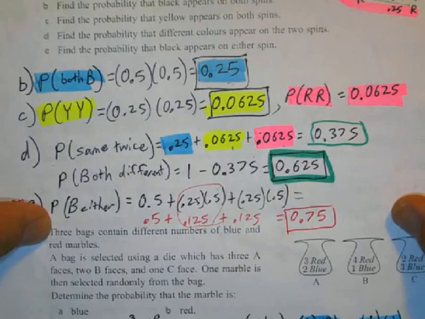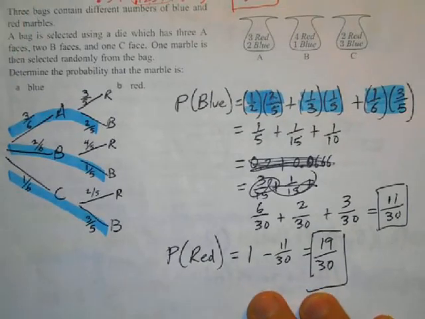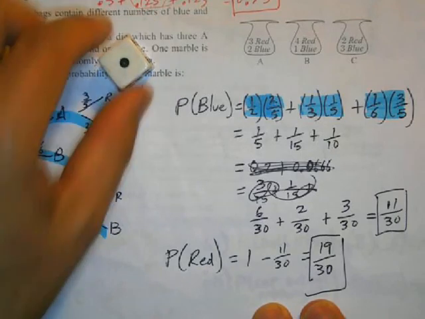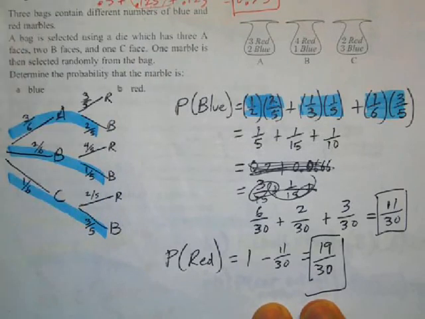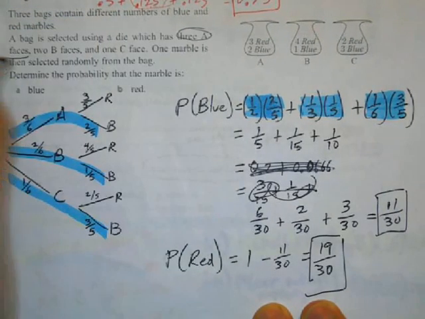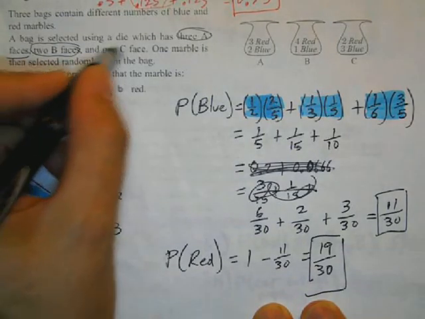Okay, I'm going to go over question 3 last, because I want to make sure we get question 8. Question 8 says that we've got 3 bags. To pick a bag, we're going to roll a die. There are 6 sides on the die. 3 sides of the die have the letter A, 2 sides have the letter B, and 1 side has the letter C.